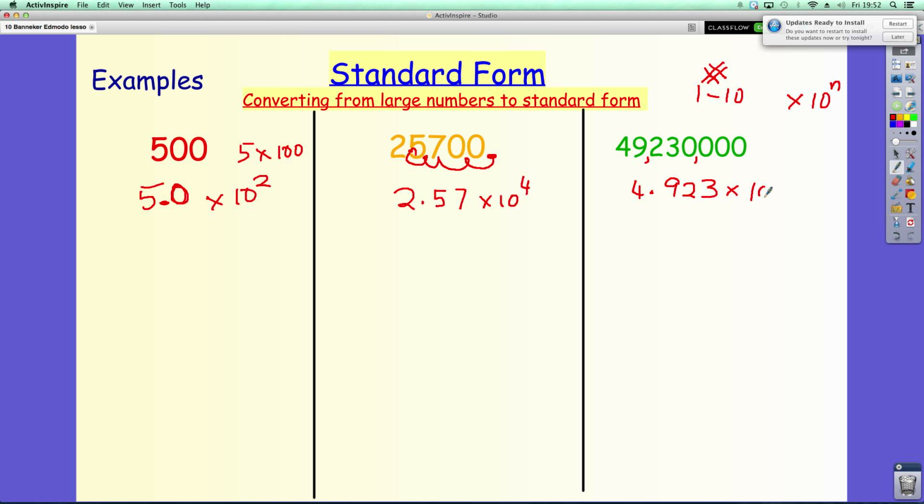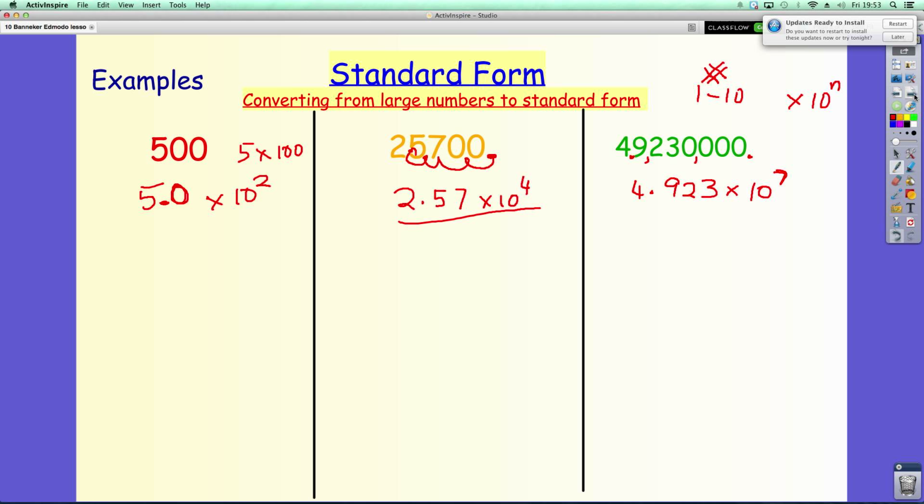So I'm going to do 4.923 times 10, because I know it's going to be a power of 10. And if my decimal point started there, and my digits are now going to move to make sure that it finishes there, it means I'm going to be moving 1, 2, 3, 4, 5, 6, 7 place values. So it then becomes 4.923 times 10 to the power 7. And that's pretty much it. That's how you change a large number into standard form.